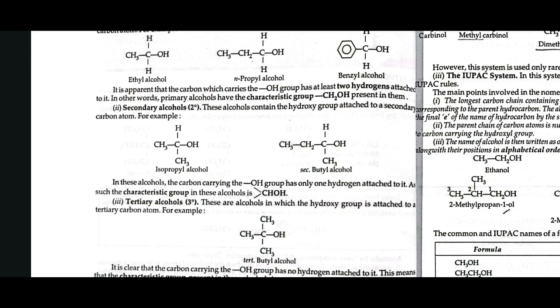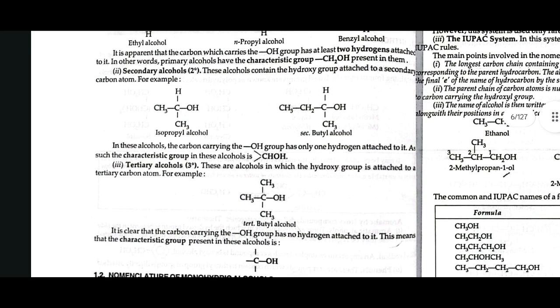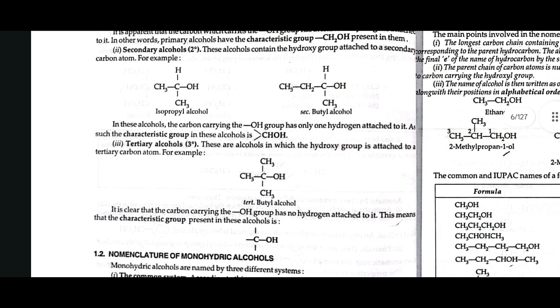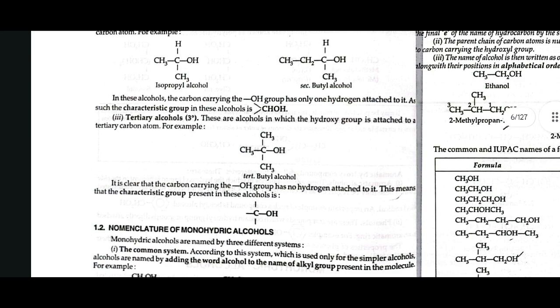Second, secondary alcohols or 2-degree alcohols. These alcohols contain the hydroxy group attached to a secondary carbon atom. For example, isopropyl alcohol, secondary butyl alcohol. In these alcohols, the carbon carrying the OH group has only one hydrogen atom attached to it. As such, the characteristic group in these alcohols is CHOH.